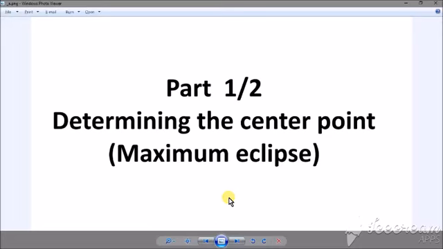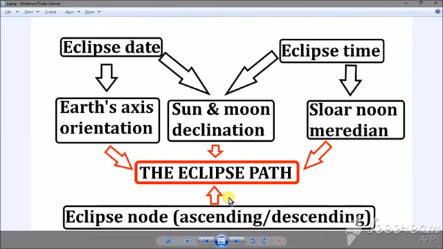Plotting the solar eclipse path, part 1: determining the center point or the maximum eclipse. The center point seems to be the point where the shadow of the moon is closest to the center of the Earth. So how are we going to do that? Here are the complete steps for part 1 and part 2.